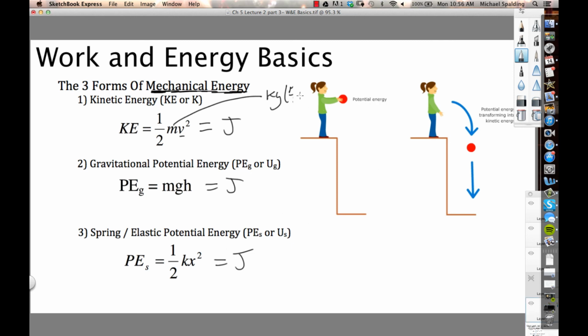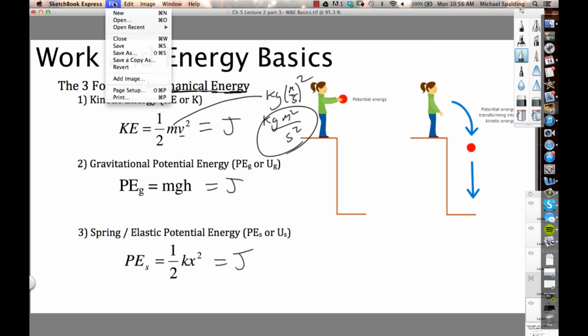Hold on. So that's meter per second. But then you got to square everything. So then that gives kilogram meter squared over second squared, which is what we said a joule was, right? Okay, so all of these are measured in joules. Kinetic energy is the energy of motion.